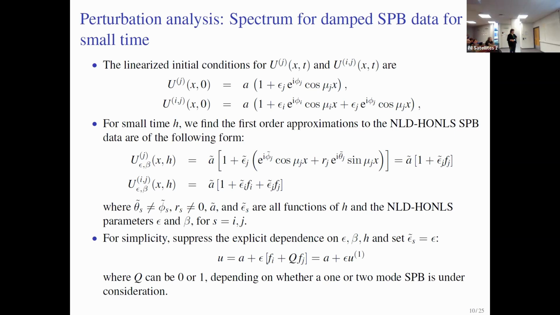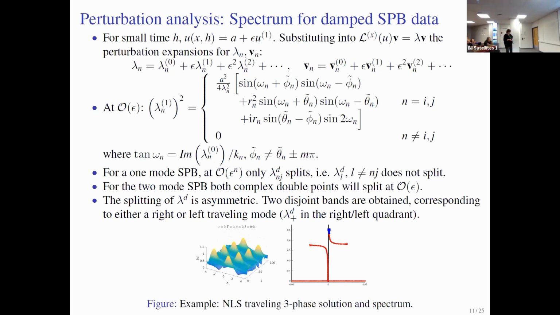For simplicity, we're suppressing the explicit dependence on these parameters. And our data is of the form A plus epsilon times F sub i plus q F sub j. And the q can be 0 or 1, depending on whether you want to look at a 1 or 2 mode SPB. And the F sub i's are of this form.